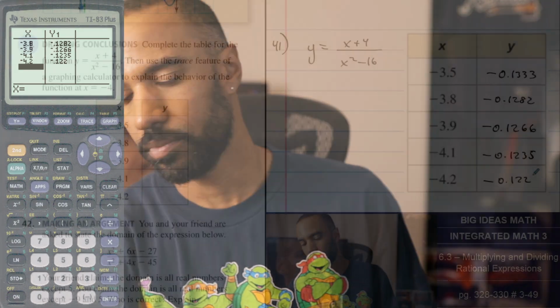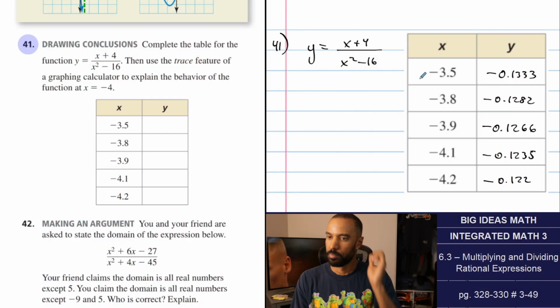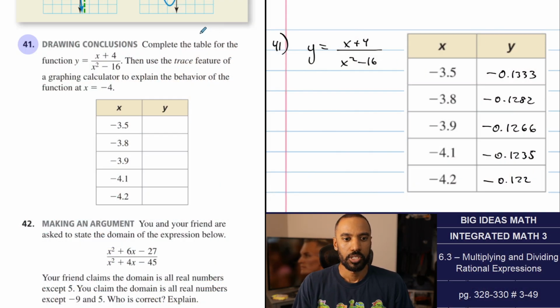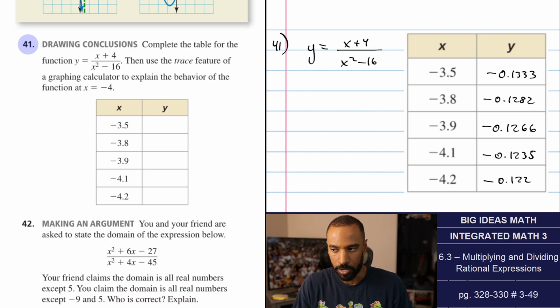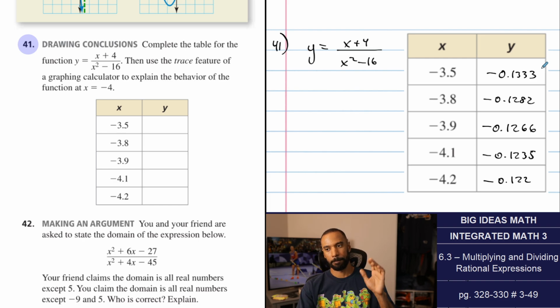Okay. So I put these ones in here. They're stating, use the trace feature of a graphing calculator to explain the behavior at x equals -4. So the thing is, let's go back to the graphing calculator. On the graph, we really probably have to zoom in at that -4-esque area, right? We're going to have to go over here and kind of figure out what's going on around that area. That's what they want us to do.